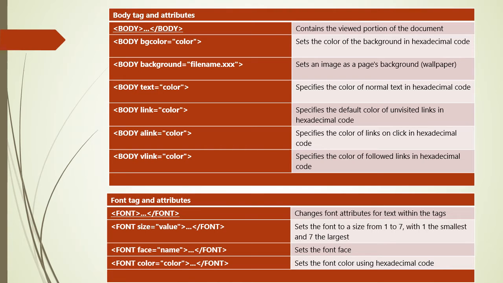Consider the font tag and its attributes. So font /font changes the font attributes for the text within the tags. For example, consider the attribute font size is equal to, in double quotes, a value. You are putting something there and then /font. So it sets the font to a size from 1 to 7, with 1 as the smallest and 7 as the largest value. Font face is equal to name, then close the tag /font. So it sets the font face. Font color is equal to color. So it sets the font color using hexadecimal code.